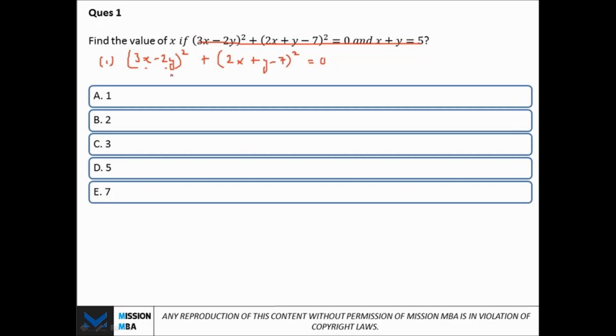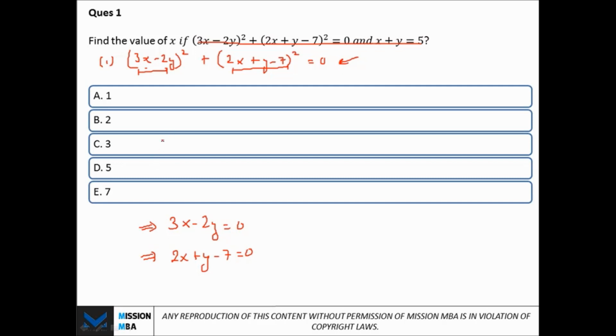But guys, you have again made a mistake. In one equation only, you are getting two equations formed. How? This is 0 and this is 0, because sum of squares equals to 0 tells you that individually they are 0. So definitely 3x minus 2y equals to 0 and 2x plus y minus 7 equals to 0. So this data, guys, is sufficient, not insufficient. Within one equation, I have my two equations and two variables. I'll be able to solve it.